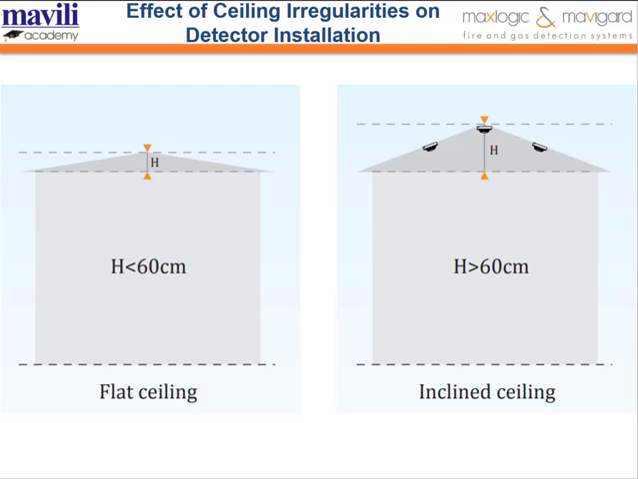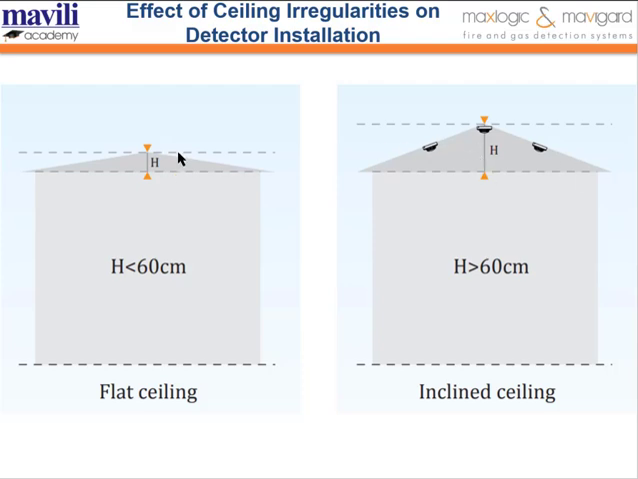There are also cases involving flat ceilings and sloped ceilings. So how do we distinguish between these two? The standard explains this quite clearly. It defines h as the vertical distance between the highest point of the roof and the ceiling level.